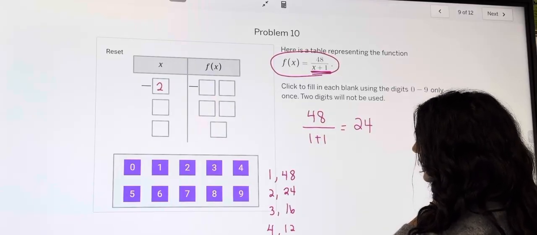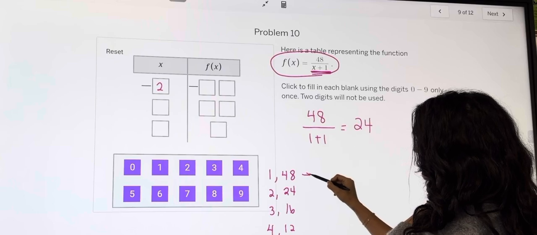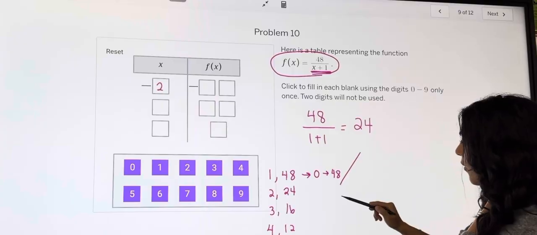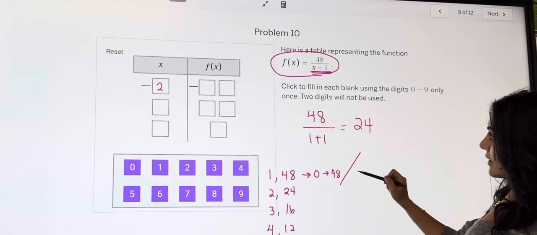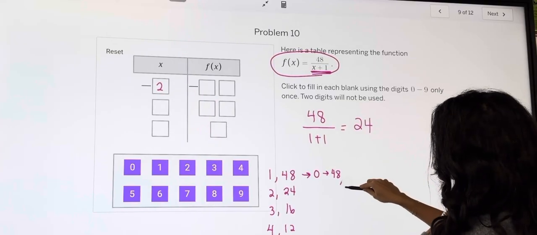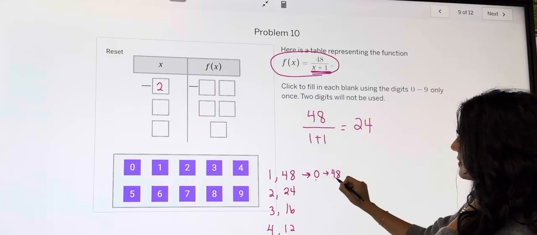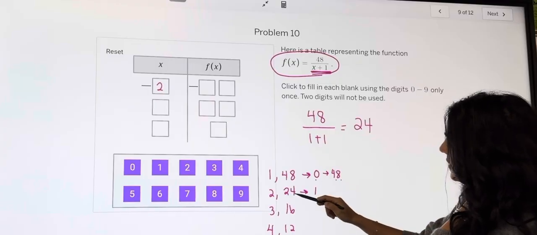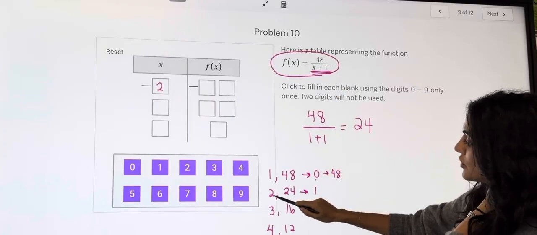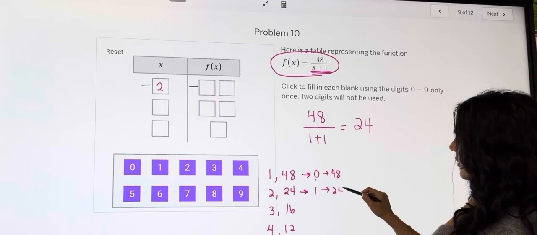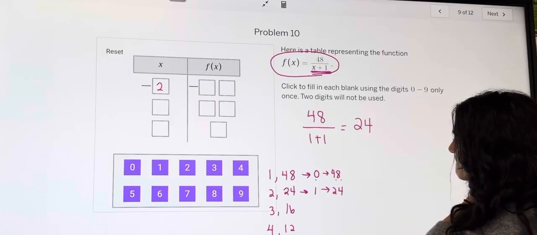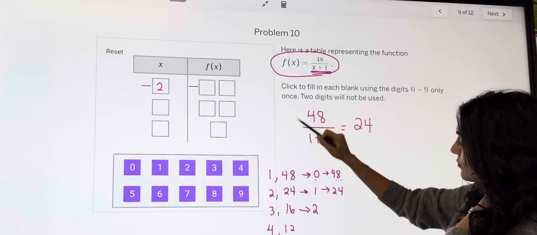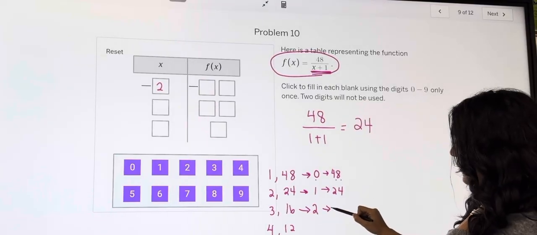So I could do 0 and get 48, or I could plug in, I can't plug in a 2-digit number, so that's it. That would use my digits 0, 4, and 8. If I did 2 and 24, I would really be plugging in 1, so that 1 plus 1 could be 2, and I would get 24. Over here, I would plug in a 2, so that 2 plus 1 makes 3, and that would get me 16.